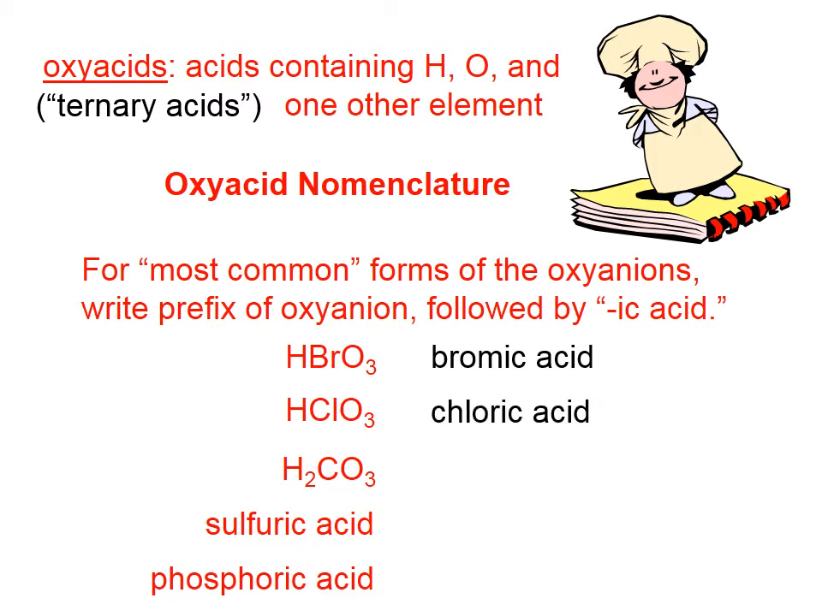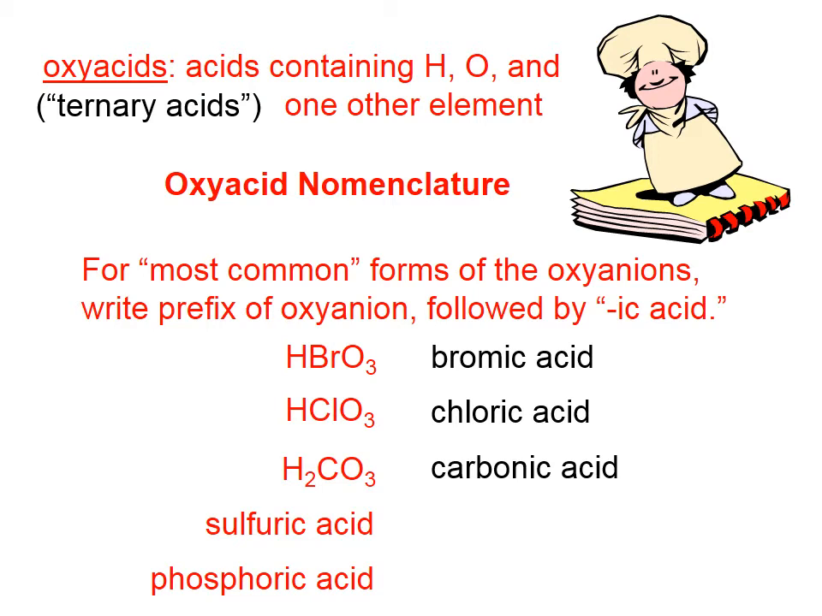chloric acid. Chloric acid. Not hydrochloric, because hydrochloric we only start the acid name with hydro if it's a binary acid, if it has hydrogen and only one other thing. In this third example, this is the carbonate ion, so the prefix would be carbonic acid. Similarly, sulfuric acid will contain the sulfate ion. And sulfate is SO4, 2-.